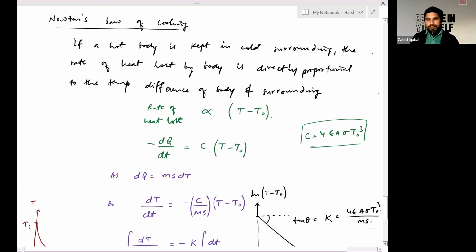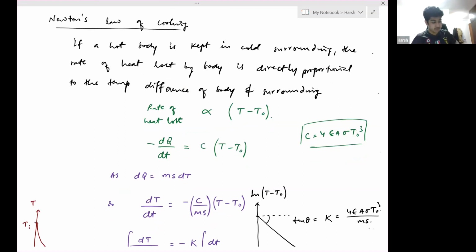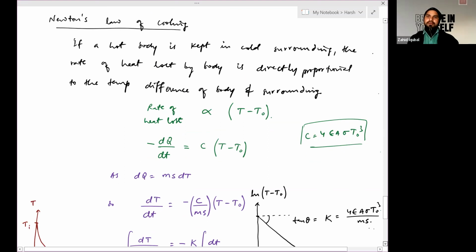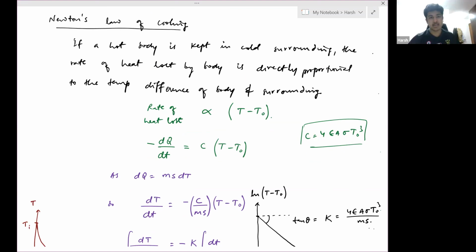In which chapter are you in school? Sir, we finished thermodynamics, and we have started waves and oscillations. So we are in kinetic theory of gases, sir. Okay. Yeah, kinetic theory of gases.